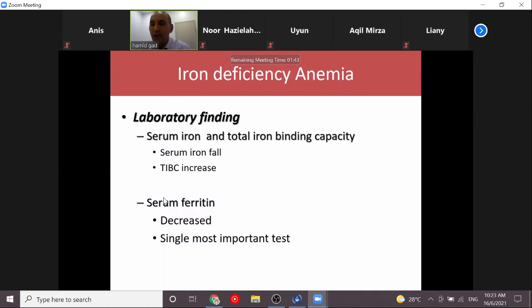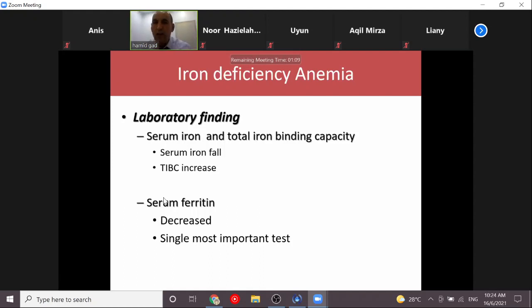Anyhow, once you find microcytic hypochromic, the next step is important to measure the iron. So you have to check serum iron, total iron binding capacity, and serum ferritin. 3 things: serum iron, total iron binding capacity, serum ferritin. Serum iron, of course, will be low. Ferritin, the storage form, low. Total iron binding capacity, high. So these are the 3 main things.